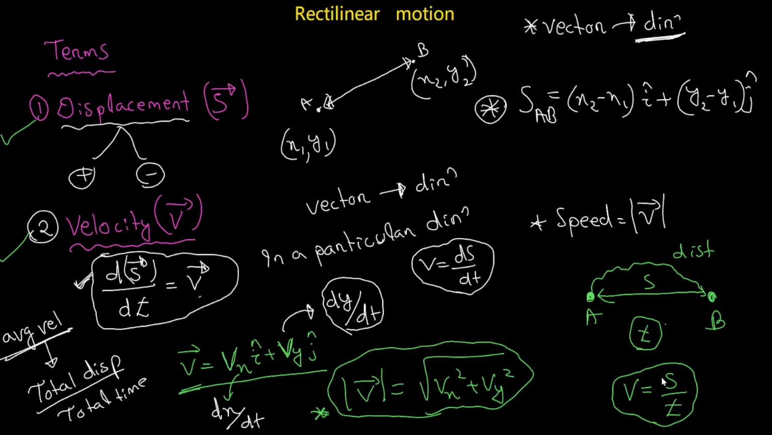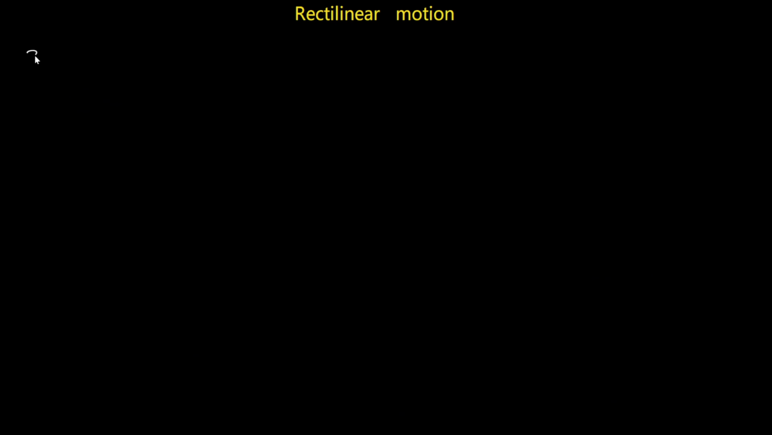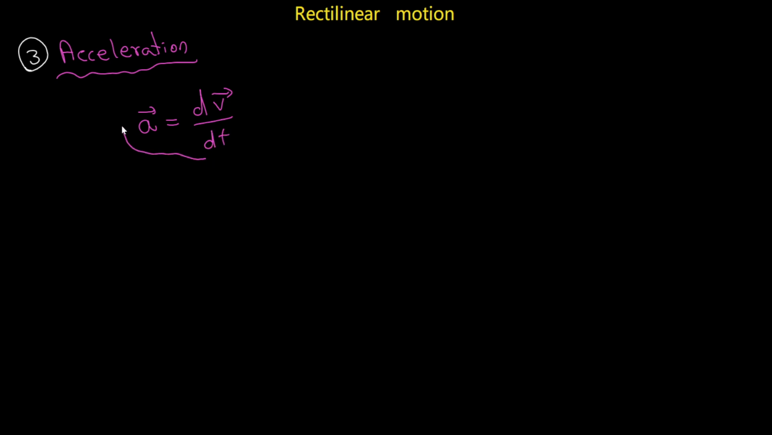Now we'll go for the next term, that's called acceleration. So the third term is nothing but acceleration. What is acceleration? Acceleration is nothing but the rate of change of velocity. The rate of change of velocity is known as acceleration. Getting my point? Acceleration is also a vector quantity.